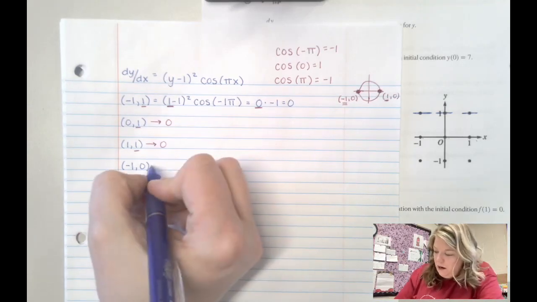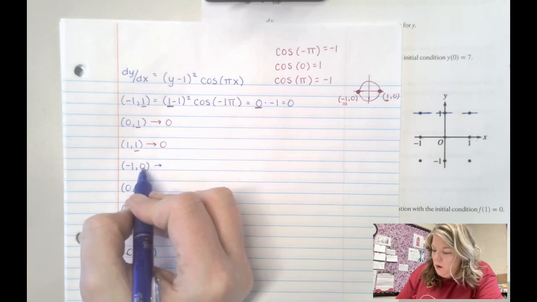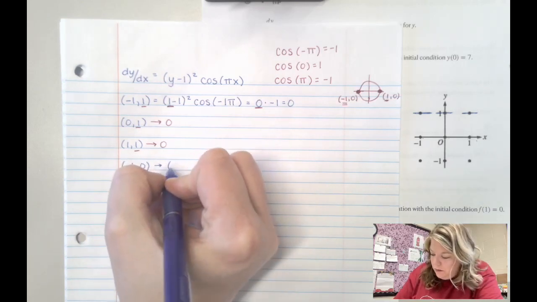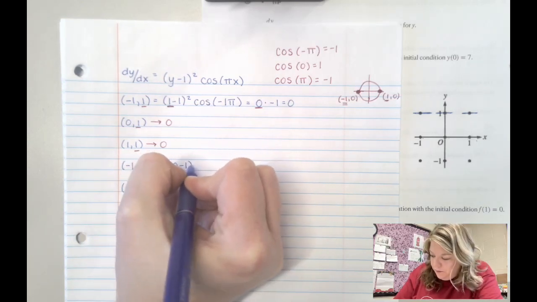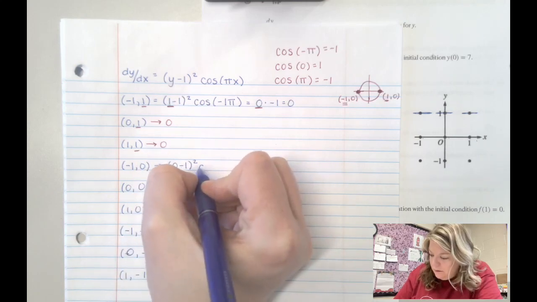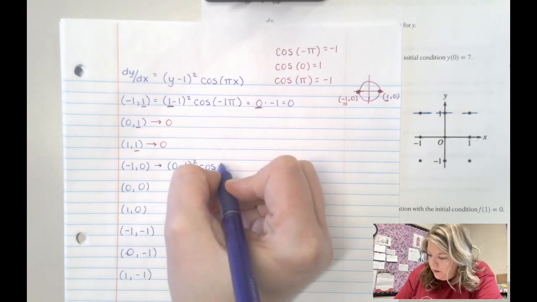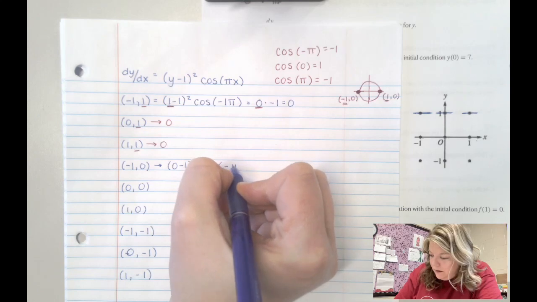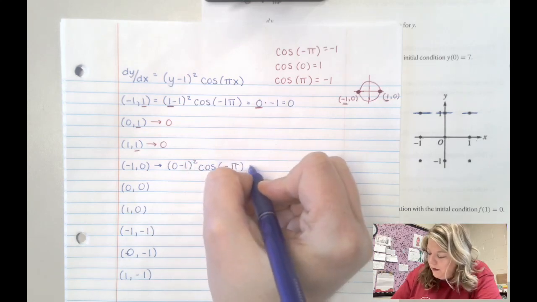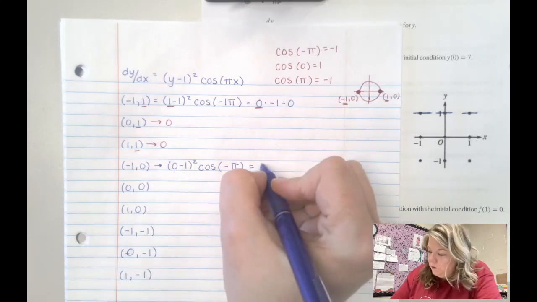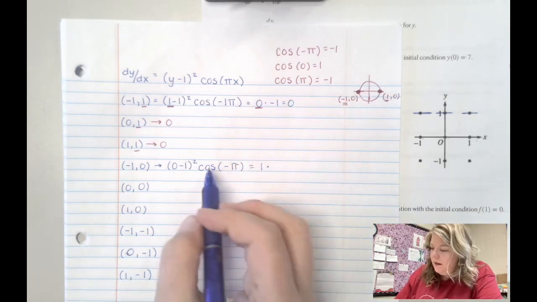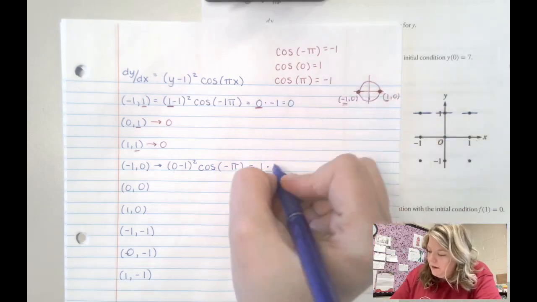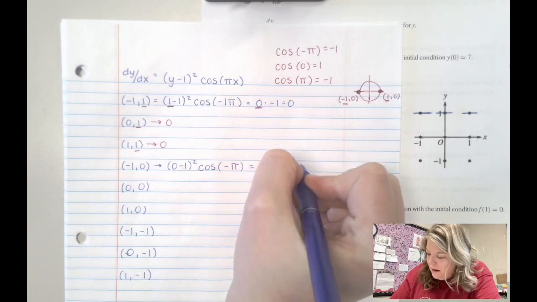Okay, let's try the negative 1, 0. So my y is 0 here, so I'm going to have 0 minus 1 squared times cosine of negative pi, because it's negative 1 times pi. Well, that's negative 1 squared, which is just 1, and then cosine of negative pi is negative 1, and so this is going to be a negative 1 slope.